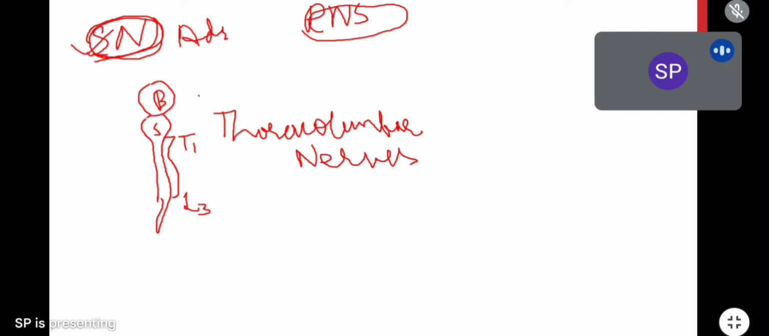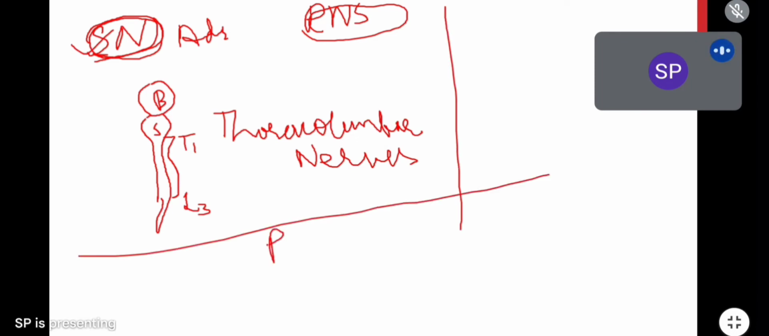And these are sympathetic nerves, and we have parasympathetic nerves. Parasympathetic nerves are arising from which part? Parasympathetic nerves arise from two areas: one from the brain and two from the spinal cord. So in the brain, everybody listen carefully. In the brain we have 12 cranial nerves.